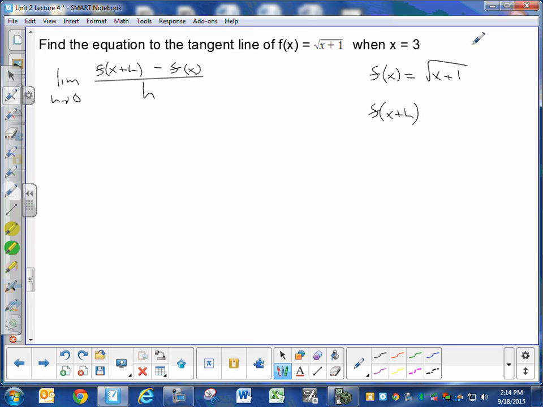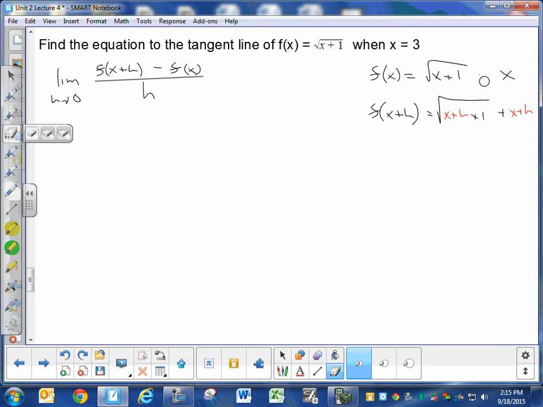Now, this is important. If there was another x here, you would have to substitute x plus h in wherever you saw x. So this f of x plus h would be the square root of x plus h plus 1, plus another x plus h. Okay, so keep that, write that down as a note so you don't forget it. However, in this situation, we don't have that other x, we just have the root x plus 1. But remember that. If you had an x at another location, you have to plug in x plus h at those other locations.